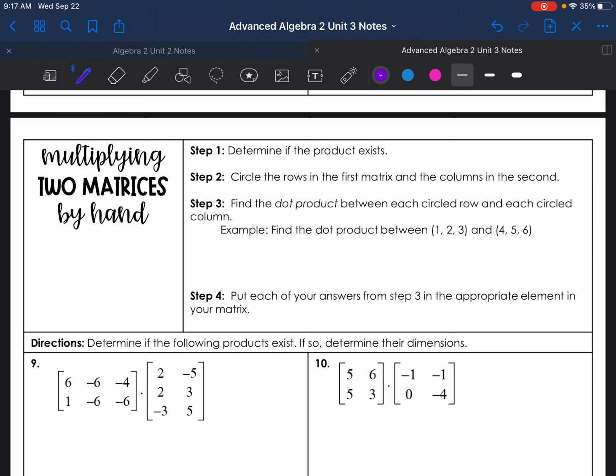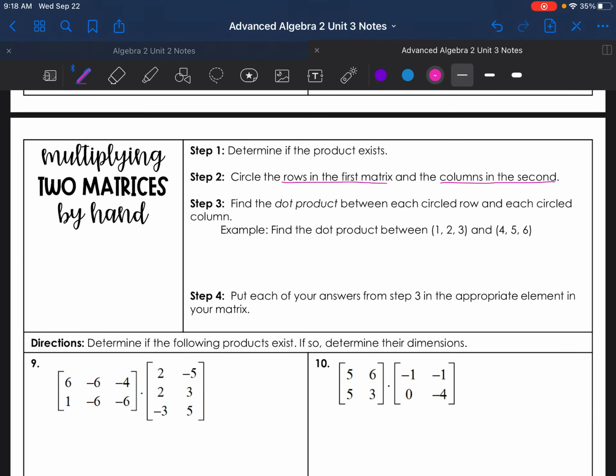Step 1, determine if the product exists. You don't want to go through all this work and then realize it's not going to work out in the end. Step 2 says to circle the rows in the first matrix and the columns in the second matrix. And then step 3 says to find the dot product, and I'm going to show you what the dot product is, between each circled row and each circled column.